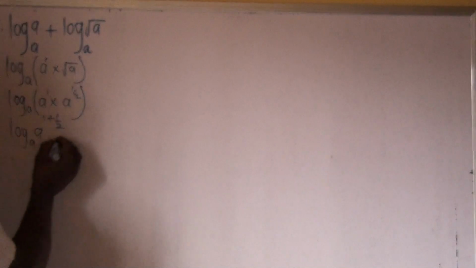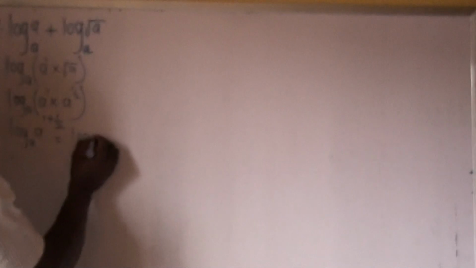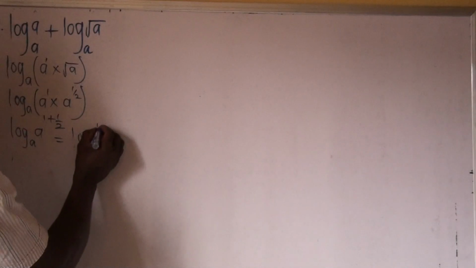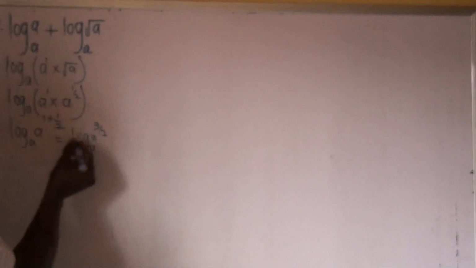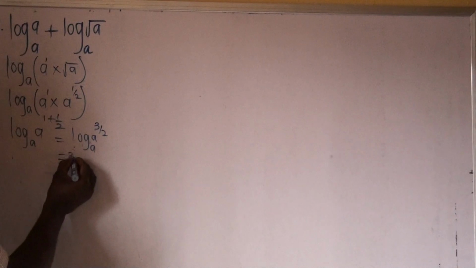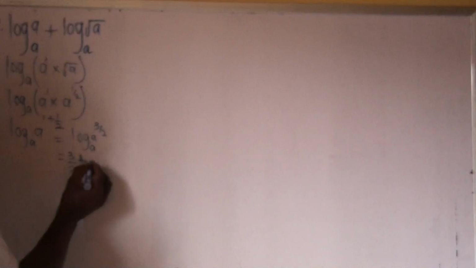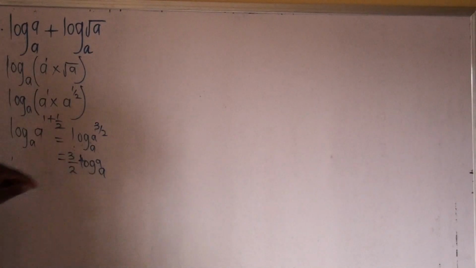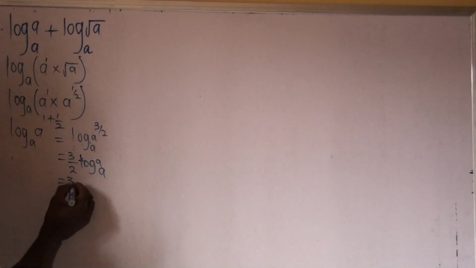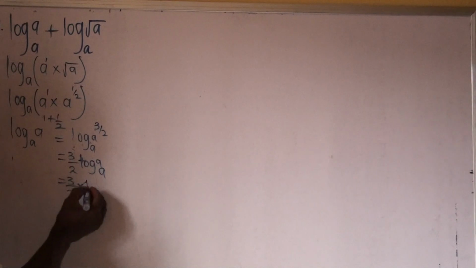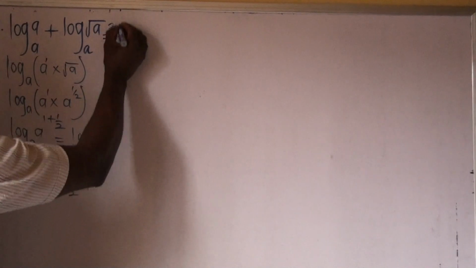a raised to power 1 plus half. 1 plus half is 3 over 2, and this becomes log a raised to power 3 over 2. So we bring the power back, and this becomes 3 over 2 log a, and log a to base a is equivalent to 1. So our answer here is 3 over 2 times 1, which is 3 over 2.